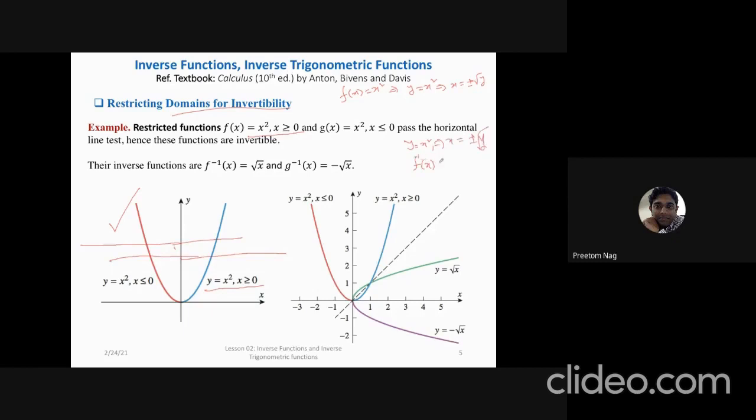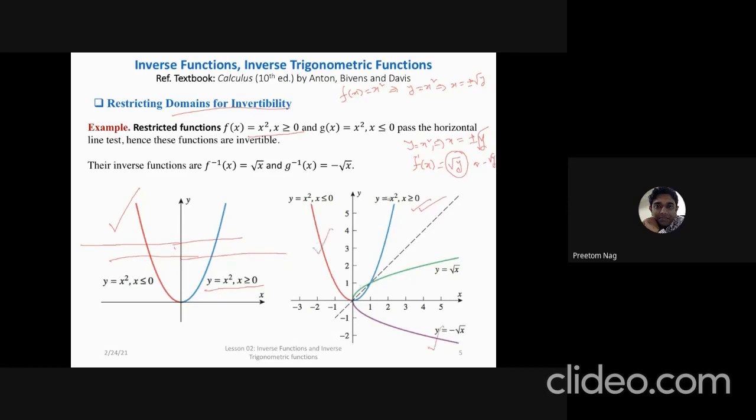So f inverse of x will be square root of y or minus square root of y. We will choose square root of y as the inverse function if x is greater than or equal to 0. When we consider x equals minus square root of y, that is if x is less than or equal to 0.